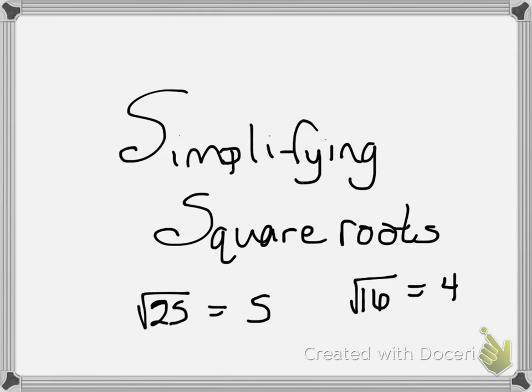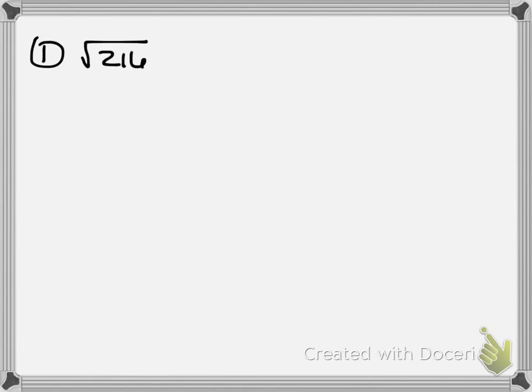Now, there are times where it's not a perfect square, where it doesn't come out completely perfectly. So we are going to have times where we need to simplify the square root. There's going to be something left behind. So if we have the square root of 216, we need to first figure out what the factors are.